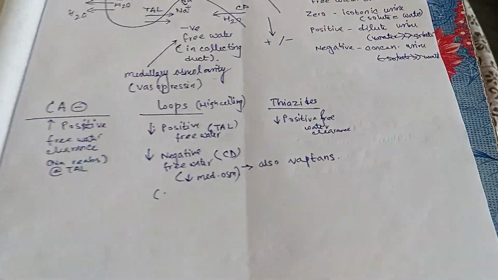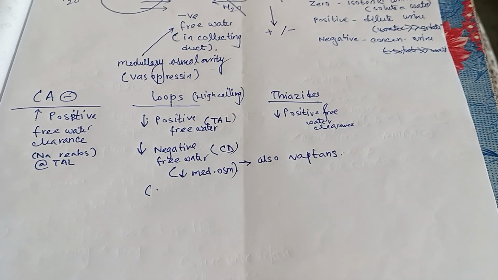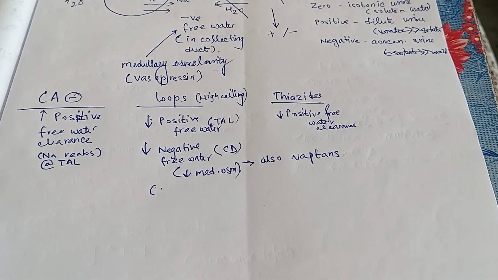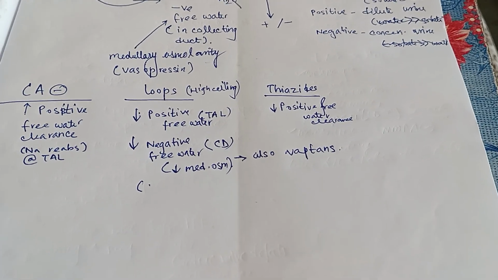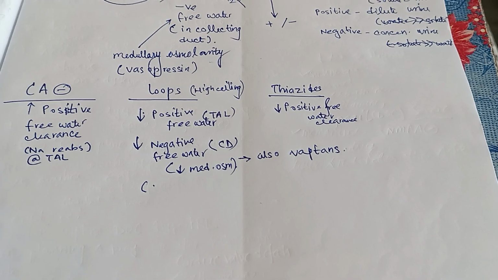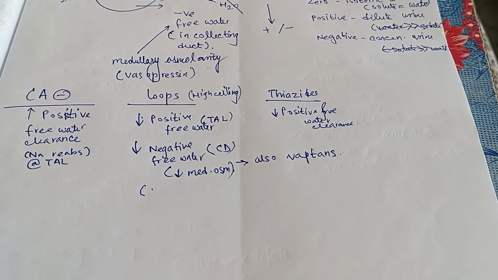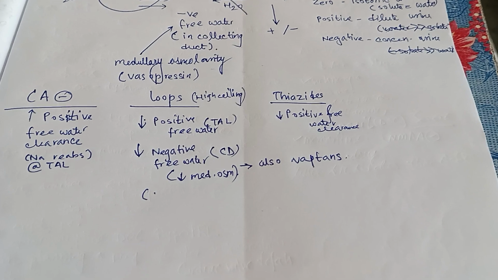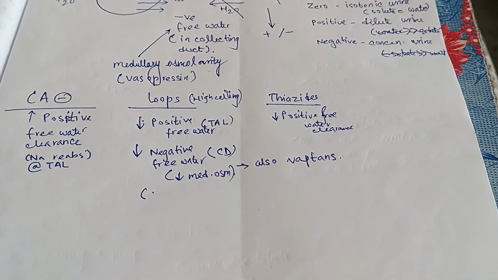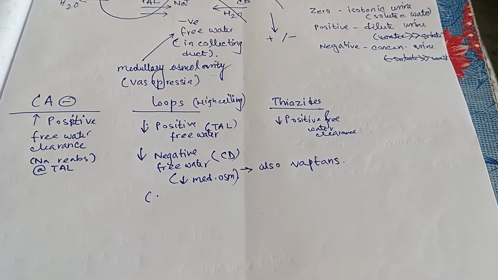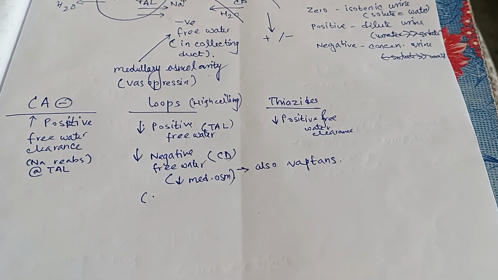So the summary chart of all this is that carbonic anhydrase inhibitors like acetazolamide will increase your positive free water clearance. Loops and thiazides both will decrease your positive free water clearance. Loops in addition will also decrease your negative free water clearance by reducing your medullary osmolarity. If they ask you whether there is any other drug that decreases negative free water clearance, then that is vaptans.